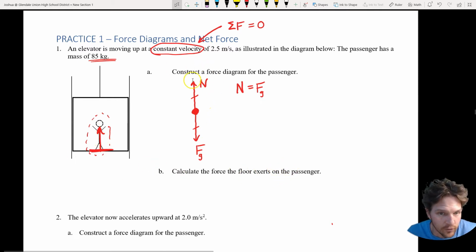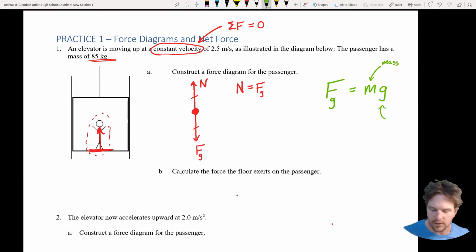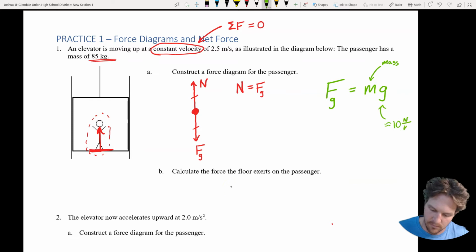Okay. And that's it. Calculate the force the floor exerts on the passenger. So that is that normal force. We want to figure out how big is that force. Well, what do we know? The only real numerical thing we know here is the velocity. It doesn't really do anything for us. But we do know the mass. And that's important because if you know the mass of your object, you can figure out its weight, or its force of gravity, by Fg equals mg. Remember that m right there is mass, and g is called the gravitational constant, or the gravitational field strength. On Earth, that's about 10 newtons per kilogram.